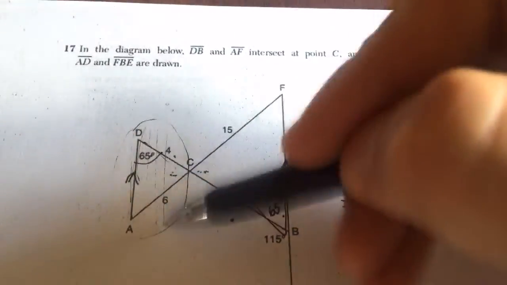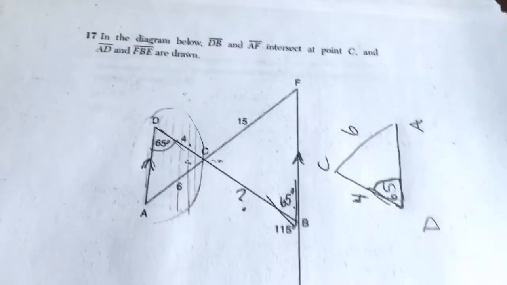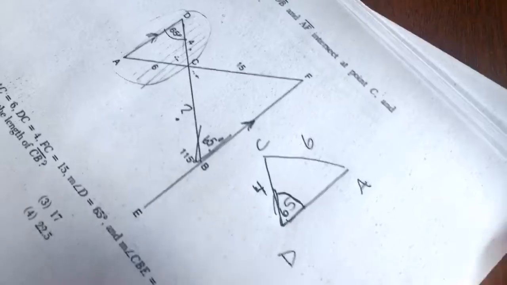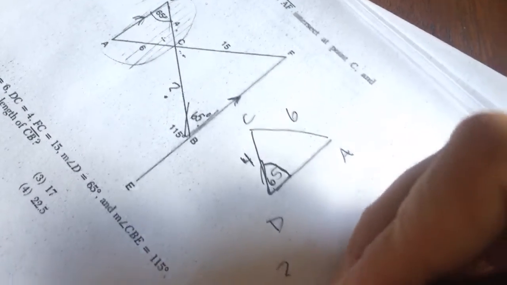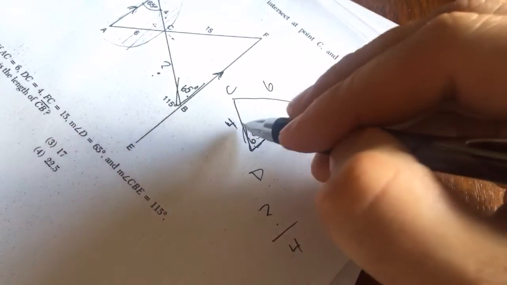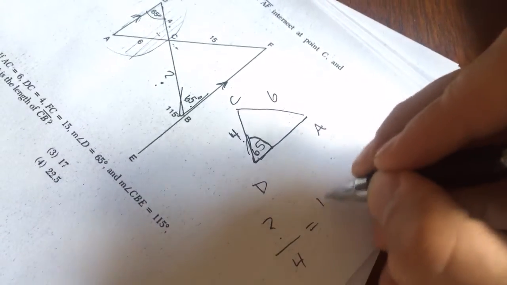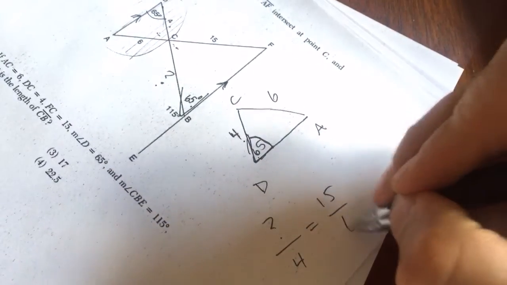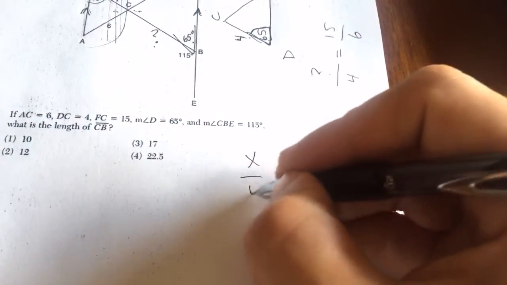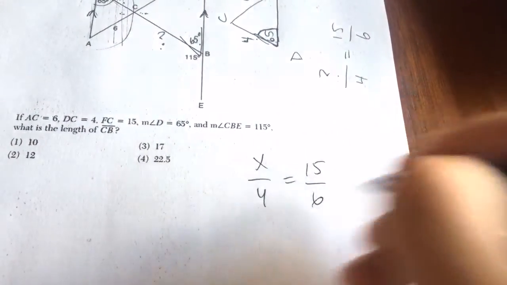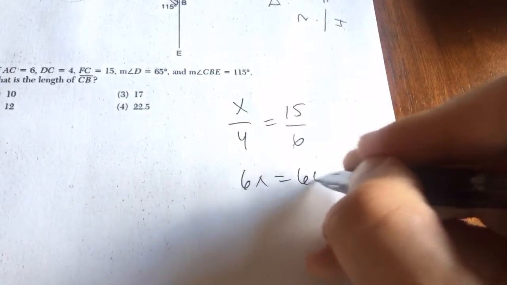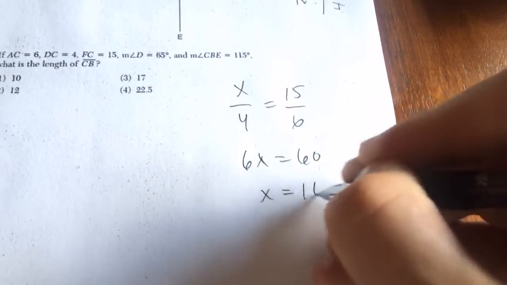All I've done is basically flipped it over and twisted it in a sense. So I'm not looking at this one anymore. I'm looking at this one. So to set up my proportion, I'm going to say question mark over 4, question mark over this one is equal to 15 over 6. So I'll say x over 4 equals 15 over 6, 6x equals 60, x equals 10.